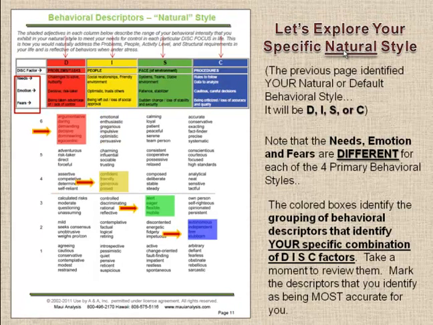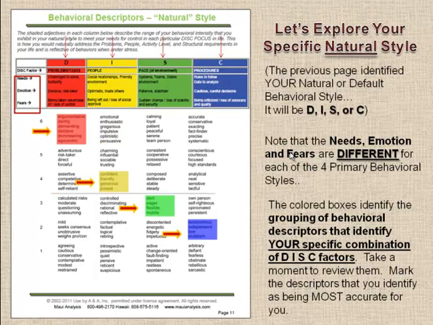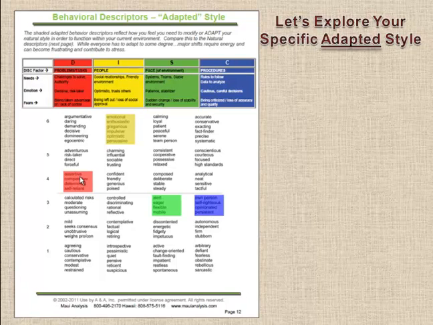Now let's go back for a second, looking at the natural style. This is your baseline. This is how you're wired. But all of us have to adjust to our environment. The adapted behavior, which is what we have here, is how we adjust or change our natural style to get along in the current environment that we're in. Now, the natural style tends to remain very stable over a lifetime, but the adapted style can change frequently depending upon the current situation.